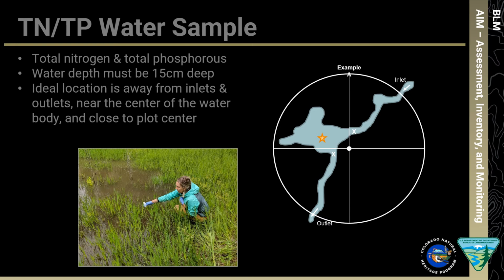Preference should be given to surface water areas that are at least 15 centimeters deep, close to plot center, within the middle of a water body, and away from any inlets and outlets. If surface water within the plot is shallow, only collect if you can obtain a sample without disturbing the sediment.